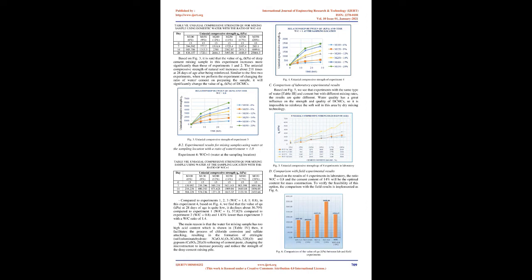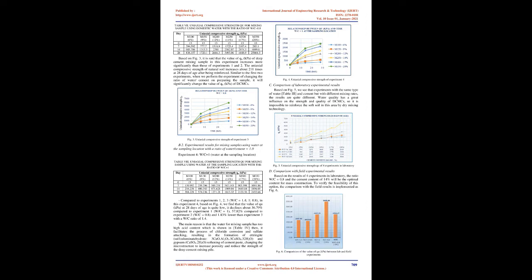C. Experiment 3, water/cement equals 0.8. Uniaxial compressive strength UCS for mixing sample using domestic water with the ratio of W/C equals 0.8 is synthesized in the table. Based on Fig 3, it is said that the value of UCS, kPa, of deep cement mixing sample in this experiment increases more significantly than those of experiments 1 and 2. The uniaxial compressive strength of natural soil increases about 211 times at 28 days of age after being reinforced. Similar to the first two experiments, when we perform the experiment of changing the ratio of water/cement on preparing the sample, it will significantly change the value of UCS, kPa, of DCMCs.